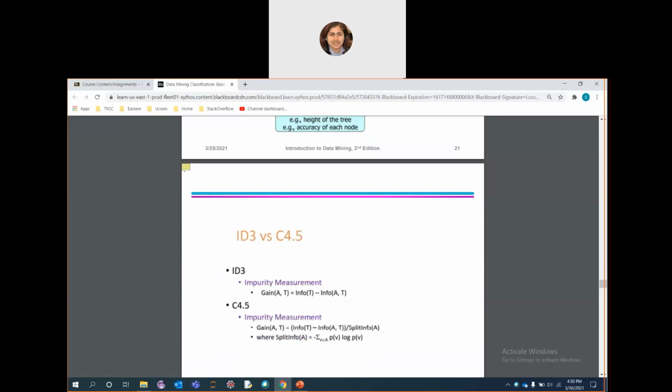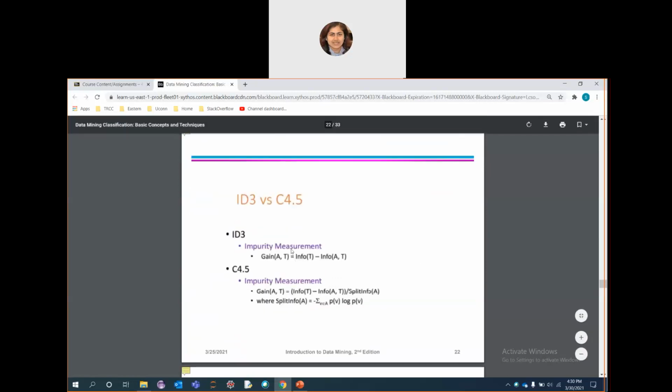Next, we are going to see the difference between our ID3 and C4.5. Here, this is the main difference. The gain is calculated by this formula, and in C4.5, we can consider everything is similar. Info T, info AT. AT is for a given particular attribute, and info T is for the whole overall data set. But there we have another one, split info. And this is something which is considered in case of C4.5.